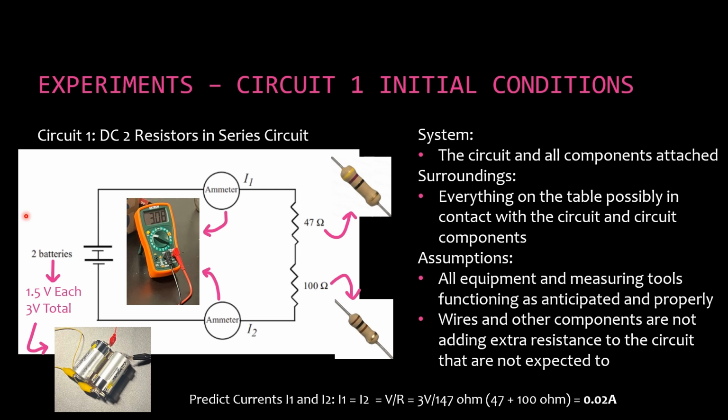It consisted of two batteries, 1.5 volts each, 3 volts total. It had 2 ammeters used, and then these resistances and these resistors. The predicted currents for I1 and I2 were both 0.02 amps, and the assumptions I made while doing this were that all equipment and measuring tools functioned as anticipated and properly, and the wires and other components were not adding extra resistances to the circuit that were not expected.